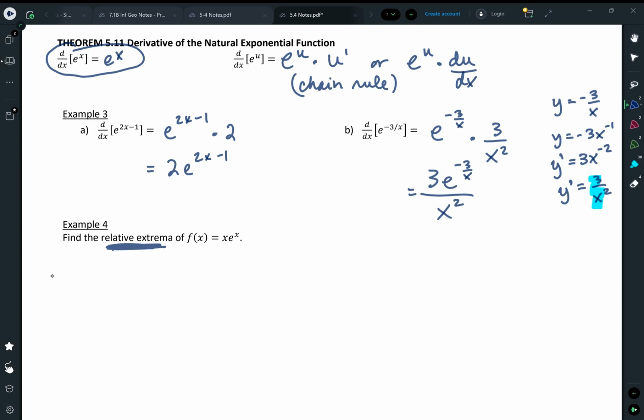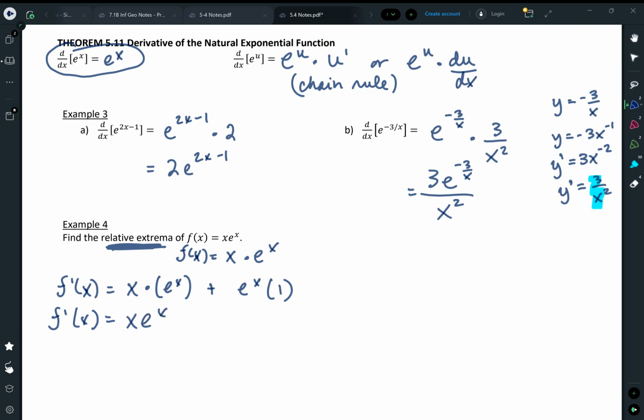So let's go ahead and find f prime of x. And I do need to remember when I look at f of x here that I have two different functions multiplied. I have x times e to the x power. So let's go ahead and find our derivative. So first I would write down my first function, x, and take my derivative of the second. Well, that's just going to be e to the x power plus, now I would write down my second function and take my derivative of the first. So f prime of x is going to be x e to the x plus e to the x.